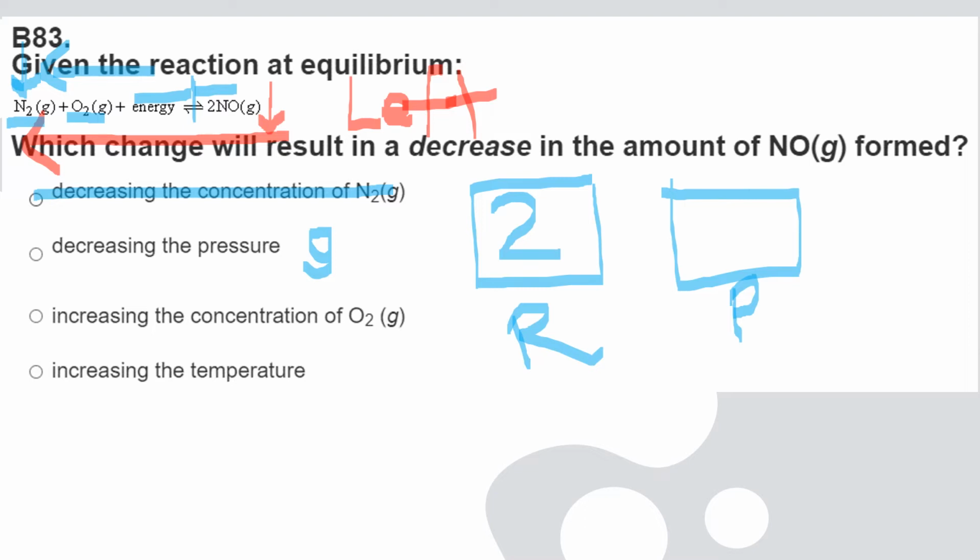Now let's look on the product side. I only have one thing, and the coefficient is a 2. So I have 2 molecules of NO. So the number of molecules is the same on both sides. So changing the pressure does nothing.